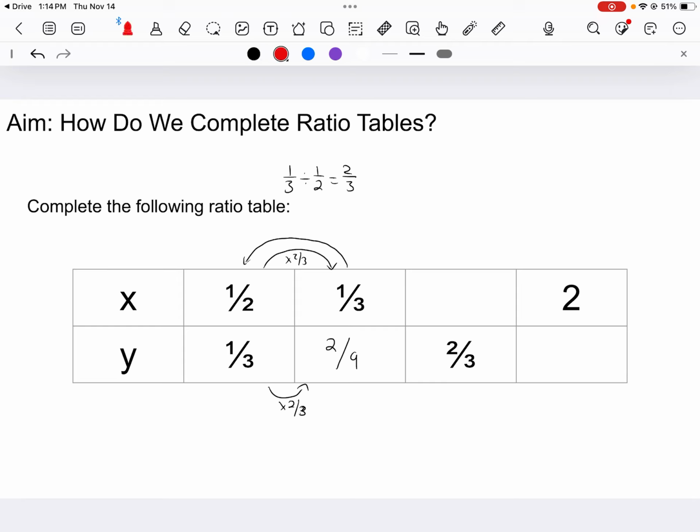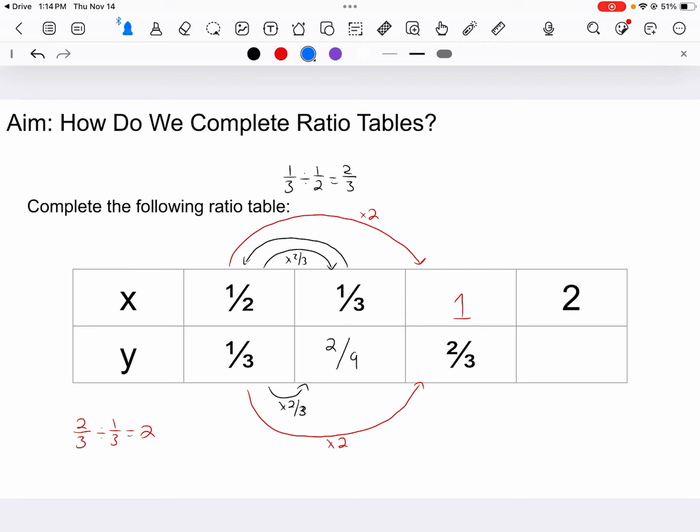Now for the next part of the table, I'm going to look at the y since I have the y in for both of them. So I'm going from 1/3 to 2/3. I know that 1/3 times 2 is 2/3, but if I was unsure, I could go the opposite way. 2/3 divided by 1/3 is equal to 2. So that means I'm multiplying by 2. So I can do 1/2 times 2 to get 1.